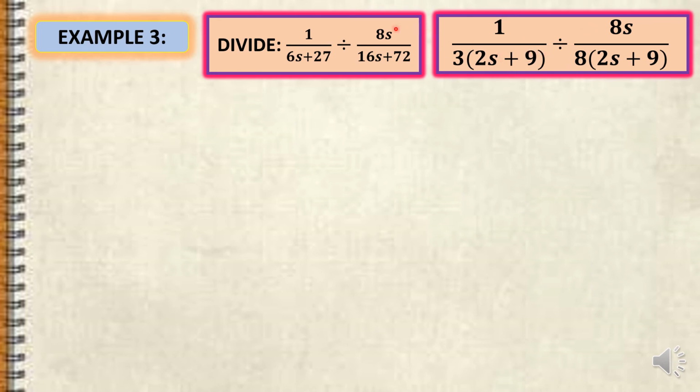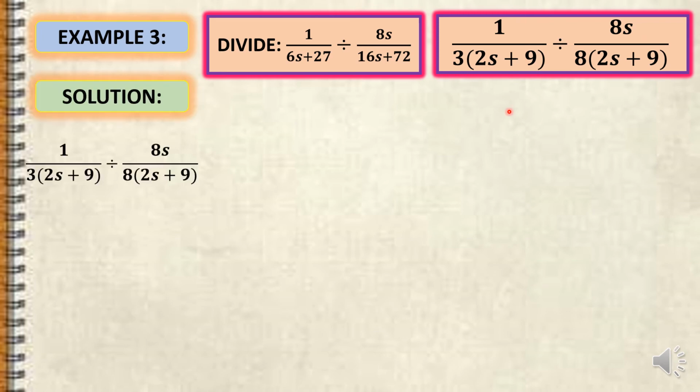Okay, so dito naman sa 8s over 16s plus 72, so yung 16 at saka 72, meron siyang common factor which is 8. Kaya yung 16 divided by 8, that is equal to 2. Then copy S. And then 72 divided by 8, that is equal to 9. Okay, so ito tayo magfo-focus. So here's our solution. You have now 1 over 3 times 2s plus 9 divided by 8s over 8 times 2s plus 9.